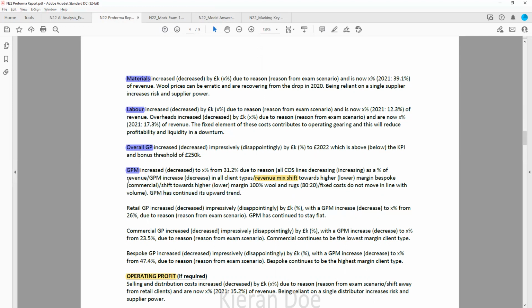So there's quite a lot of factors here that affect the gross profit margin. It's really important that you understand them. You understand what affects the gross profit margin.